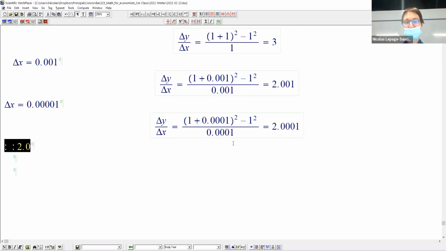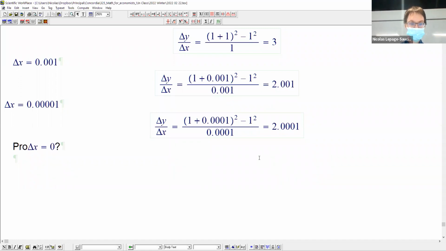So you get the point. The smaller the change, the more I'm slowly but surely converging on one value, which is 2 in this case. Can I take delta x equals 0? Since what I want is a change as small as possible. No, I cannot.